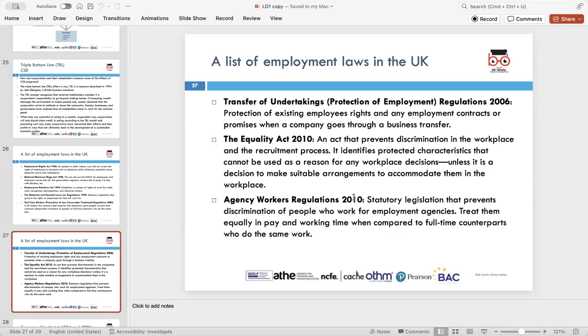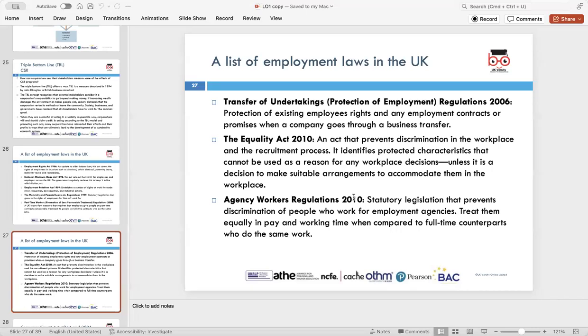One of the acts that prevents discrimination in the workplace and throughout the recruitment process is the Equality Act 2010, which was passed in 2010. This document specifies protected qualities that cannot be used as a basis for any decisions made in the workplace unless the decision in question is to make appropriate accommodations for the protected characteristics in the workplace.